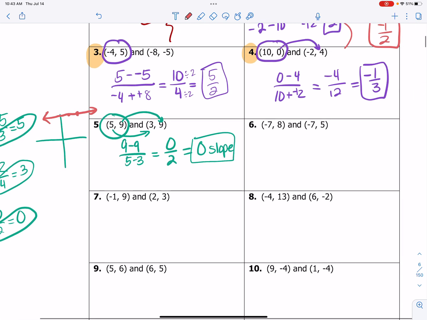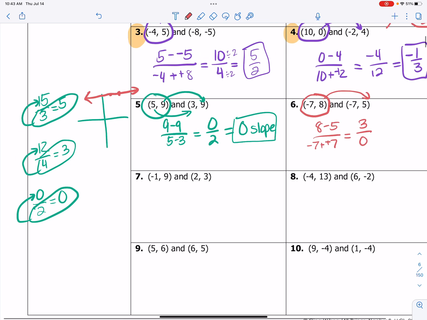Okay, so now let's come to this guy. If I start with this point, start with my y's, 8 minus 5 over a -7 minus a minus 7. So this becomes 3 over 0 because minus a minus, that becomes a plus, and I get 0. So now let's talk about 3 over 0. A lot of kids are like, oh, that's 0. So you're telling me 0 times 0 is 3. Nope, 0 times 0 is 0. So the answer is not 0.